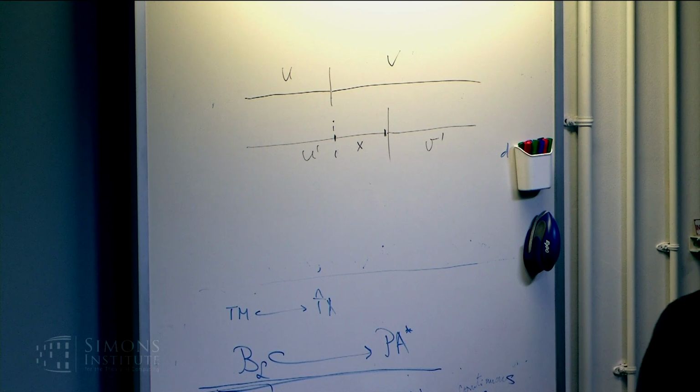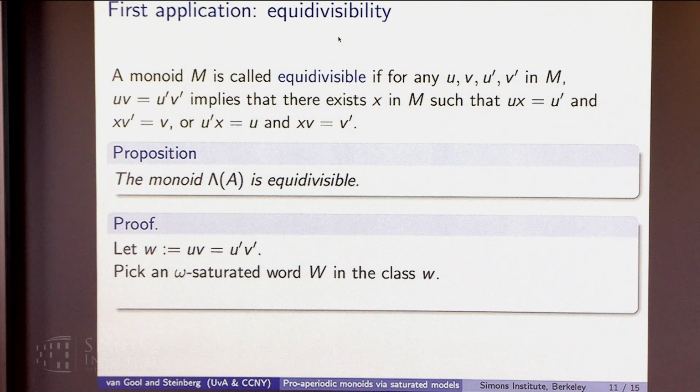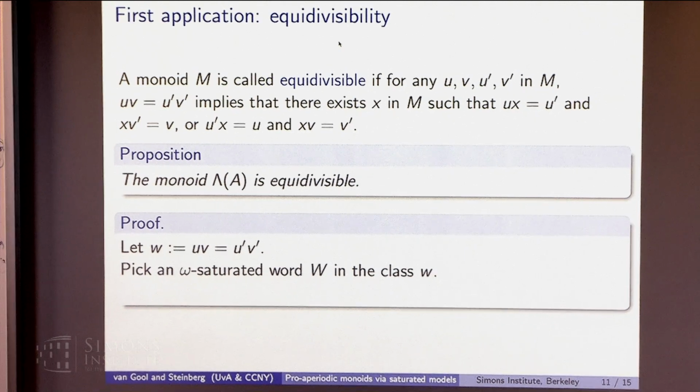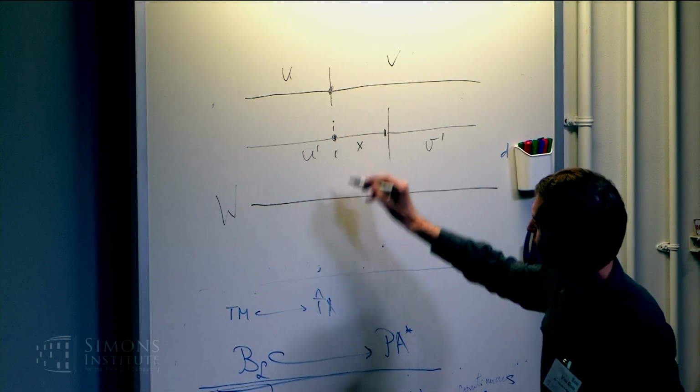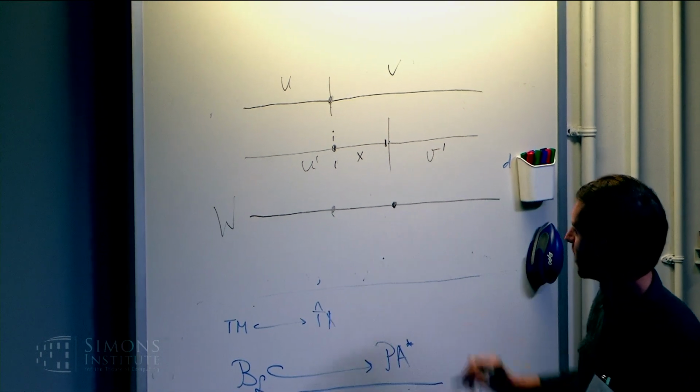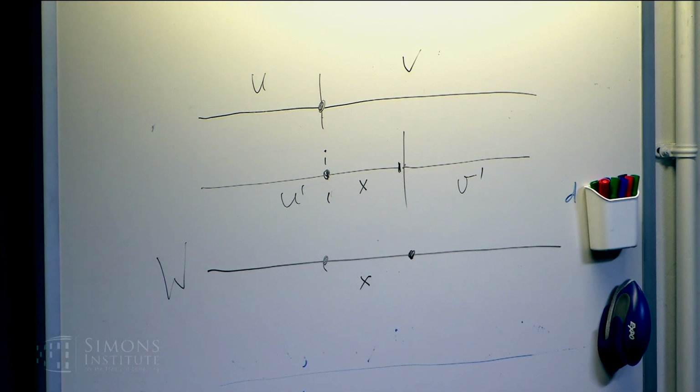And now this monoid of all the A words up to elementary equivalence is also equidivisible. And the proof is, well, take their product and now pick for that product a saturated model. You know that it exists from model theory. And then in that saturated model, you know that all the types you want that might happen in elementarily equivalent models are actually realized in that word. So now you draw that picture about the word W. Pick a model which is saturated, and you know that both this gluing position here and this gluing position here are realized. And now I just take the class of this word.